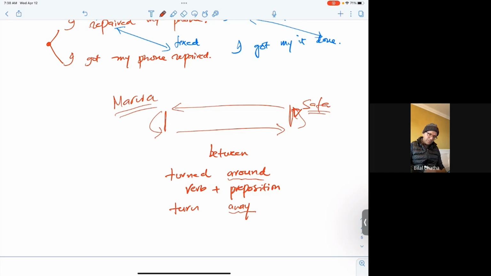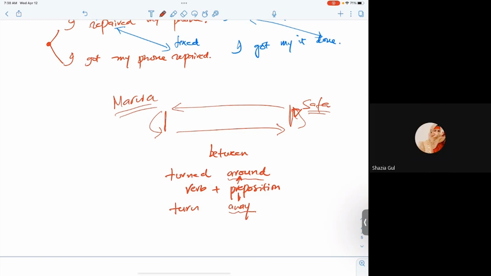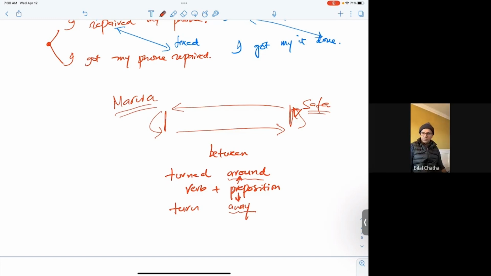What do you think, Shazia? Does that make sense? Yes, sir. So she turned around or she turned away? She turned around. Okay. She turned around to see him, and she ran again in search of what? Searching for water. Okay. Both are correct. She ran again in search of water. She ran again searching for water. Next.